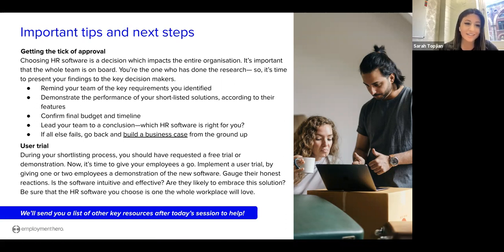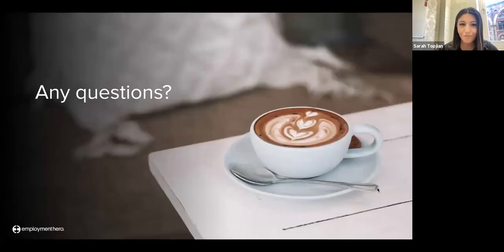And as I said, do a trial during your process, request a free trial. I mean, not every software vendor provides a free trial, but most do. So I think it's a really good opportunity to see, is this intuitive? Can I use this every day? Is it easy? If you log in for the first time and you know what to do, how easy is that going to be to implement into your workplace? As I said, we'll send you a list of resources after today's session to help.